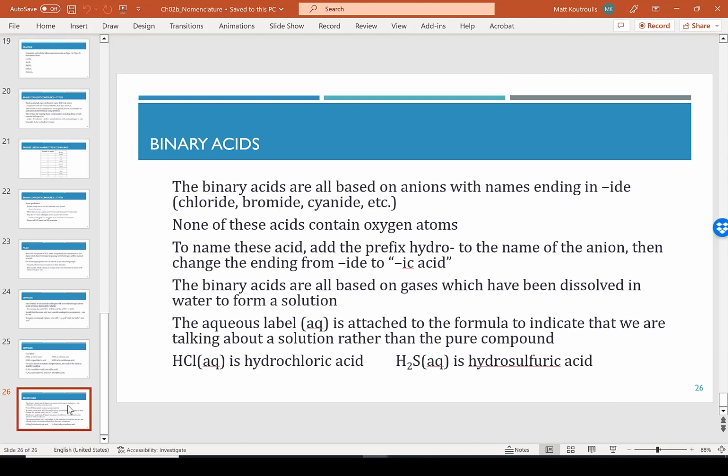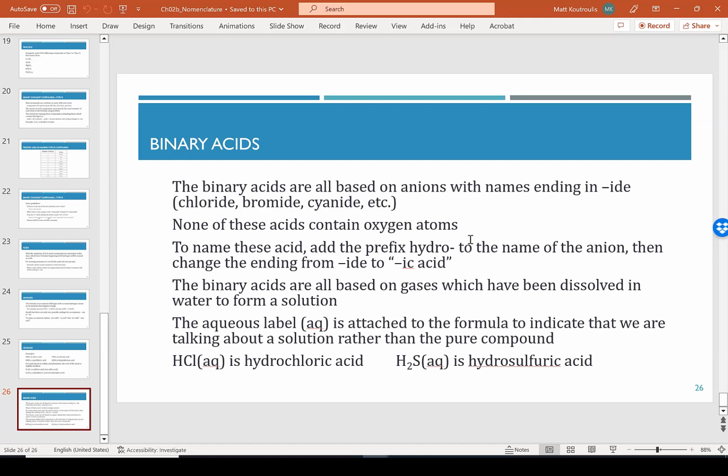Okay. Now, the ions based on IDE endings, so chloride, bromide, sulfide, cyanide, any of those, have no oxygens in them. And you just change the ending to ic acid, but you add hydro to the front of the name. Now, this is technically only true if they are dissolved in water, okay? So we would always write AQ after them. If it's not dissolved in water, hydrogen with chlorine would just be called hydrogen chloride. Hydrogen with fluorine would be called hydrogen fluoride.